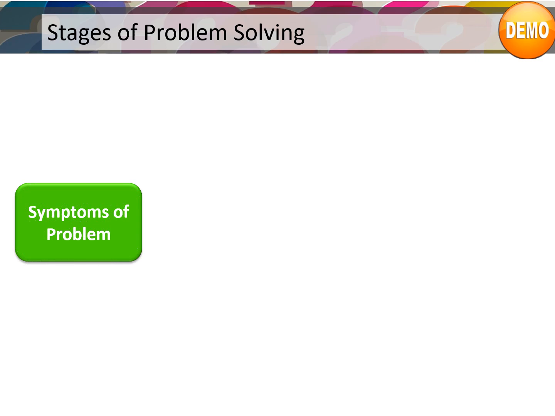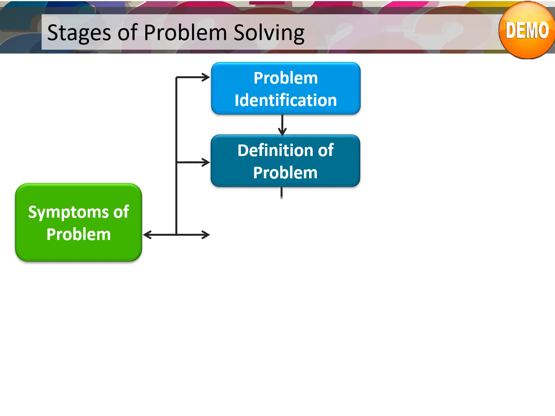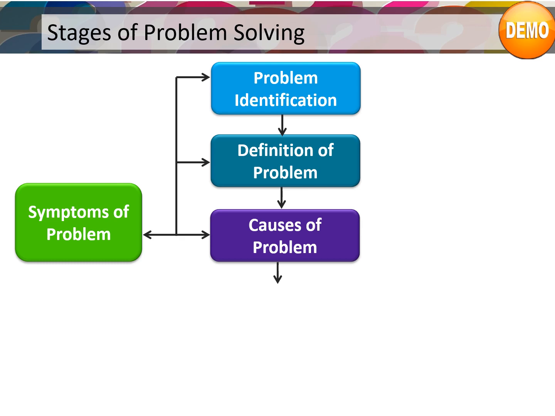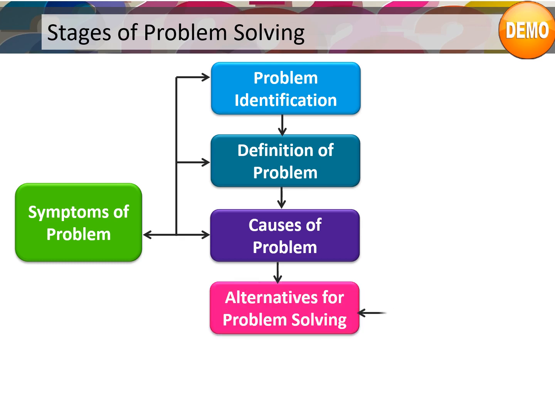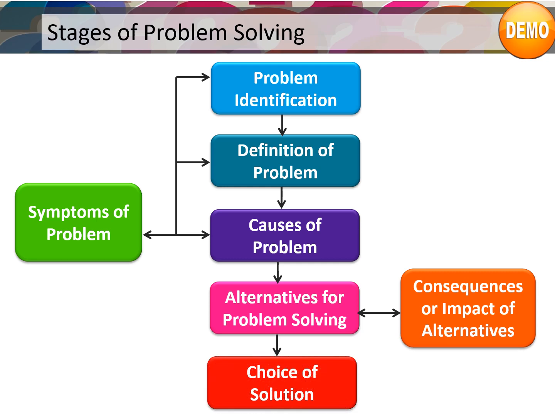Stages of problem solving. The given flowchart shows the stages through which problem solving is carried out. It includes the steps of problem identification, defining the problem, symptoms and causes of the problem, finding the alternatives for solving the problem, and its consequences or impact of the chosen alternatives, and finally, choosing the final solution to the problem.